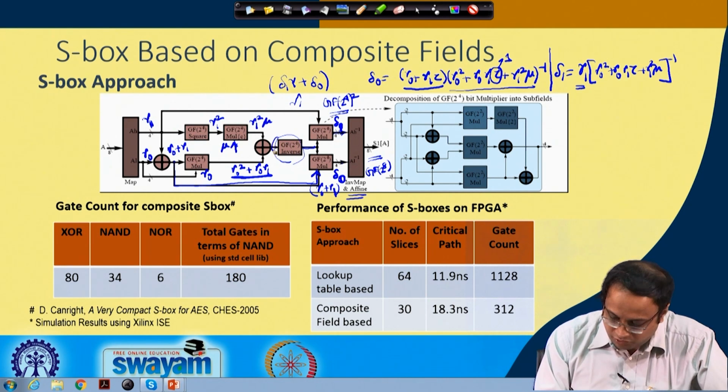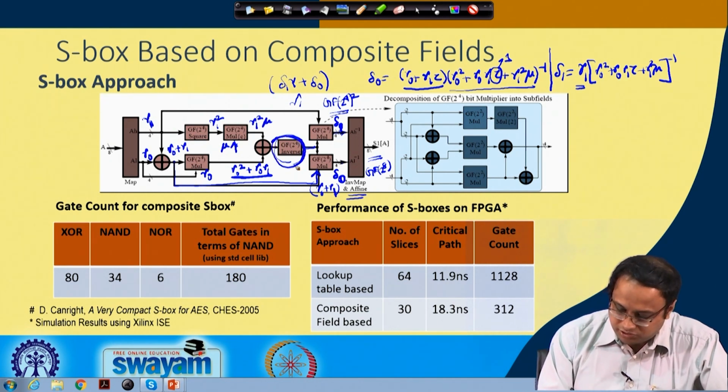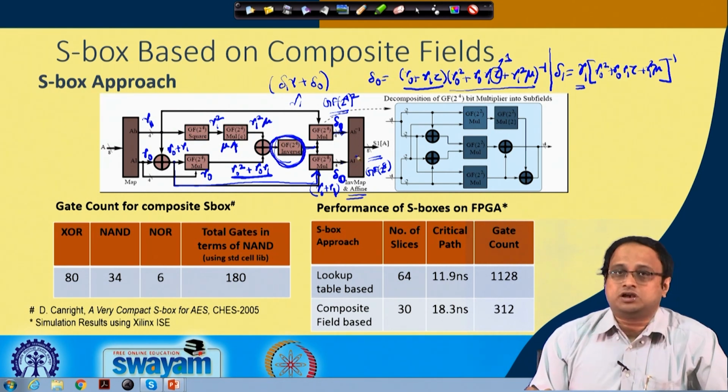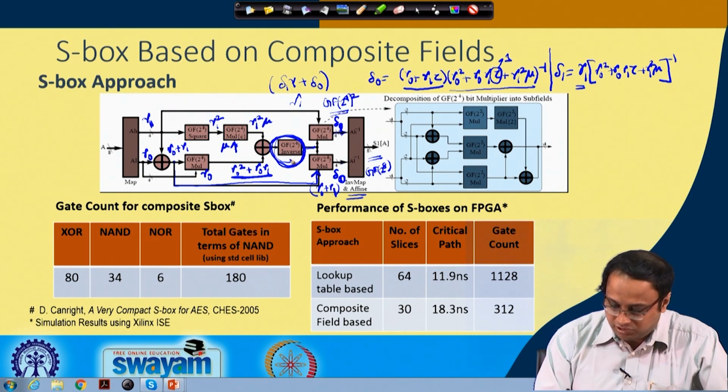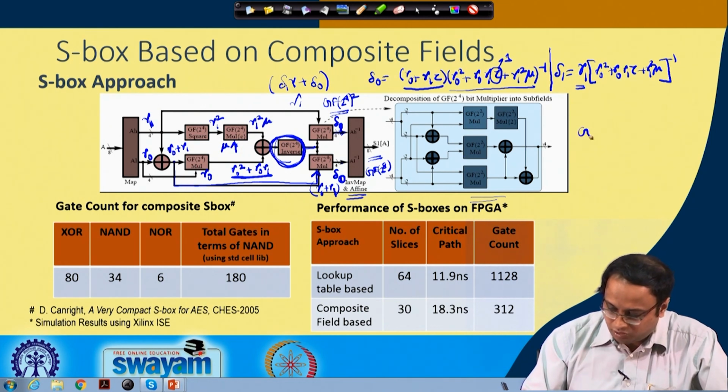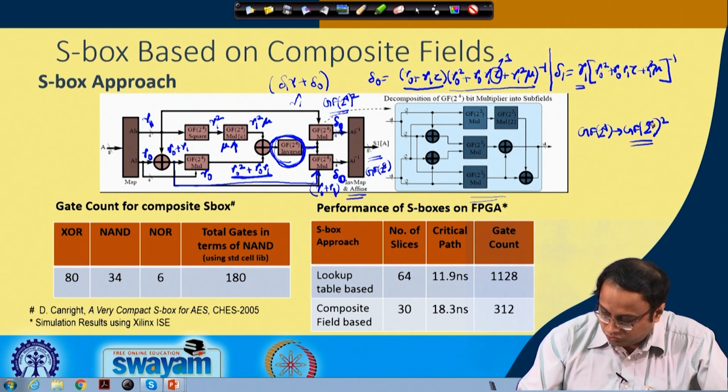So how do you get this GF to the power of 4 inverse? You can actually apply this trick in a recursive manner. If you apply this trick recursively, you again can get another alternative architecture, and now you have basically decomposed GF to the power of 4 to GF to the power of 4 square, and therefore this operation is now in GF to square.